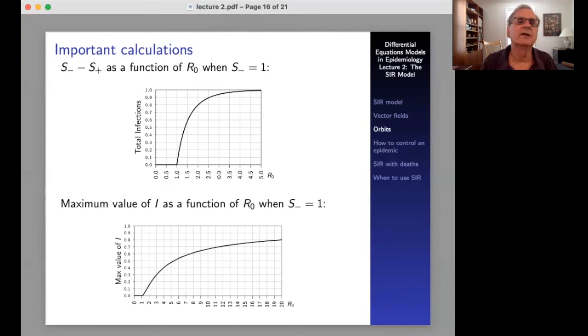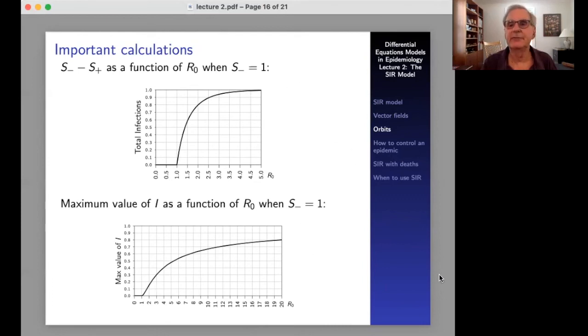Here you might want to look at R naught equal 3. That was a common estimate for COVID-19 at the start of the pandemic. And what you find is that something like 95% of the population ends up having gotten sick before the epidemic ends. Another important number to look at for a new epidemic where nobody in the population is immune yet.